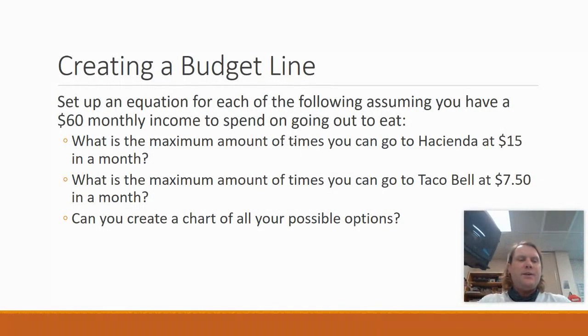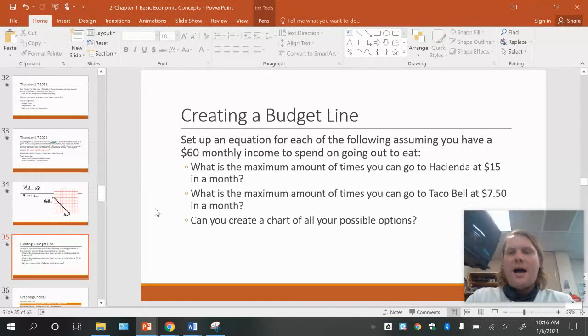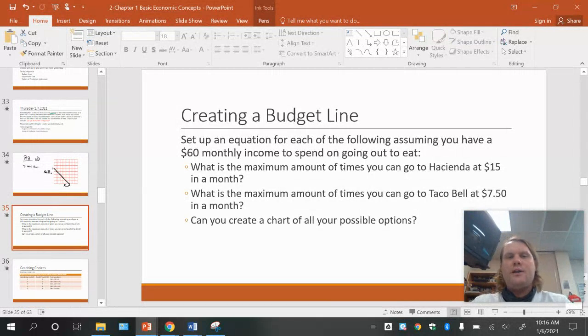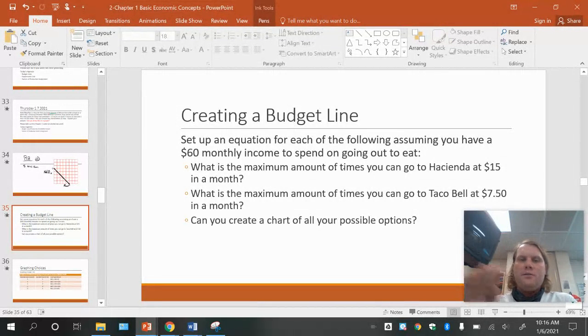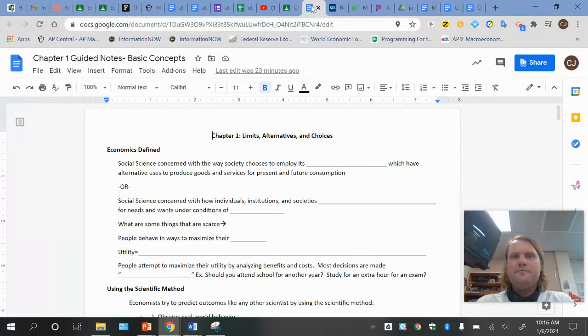It's asking you, what is the maximum number of times that you can go to Hacienda versus Taco Bell at different prices? So what you want to do is say, okay, I've got $60 a month. Understand that. I've got $60 a month. What is the maximum I can go to Hacienda versus Taco Bell? And then can we make a chart of all our possible options? Pause the video, go through that for a sec, and we'll come back here.